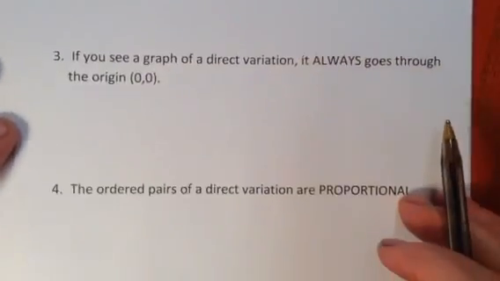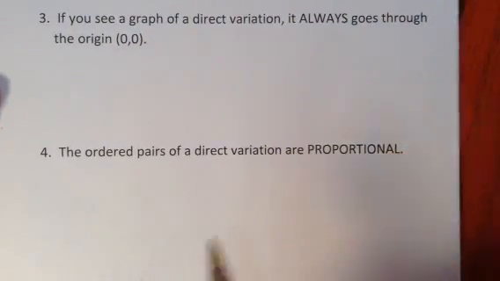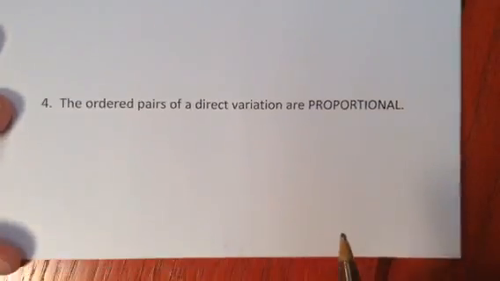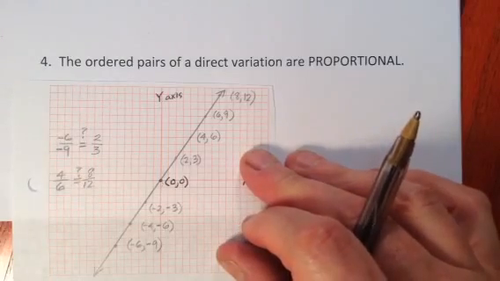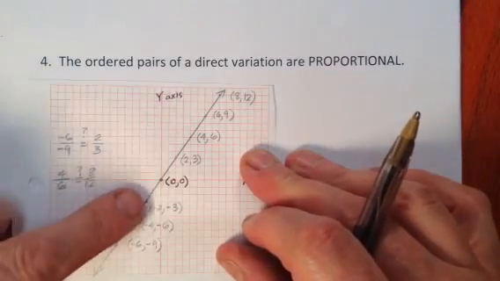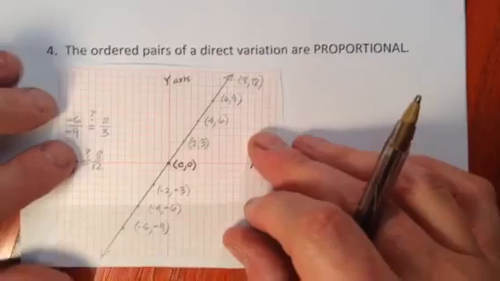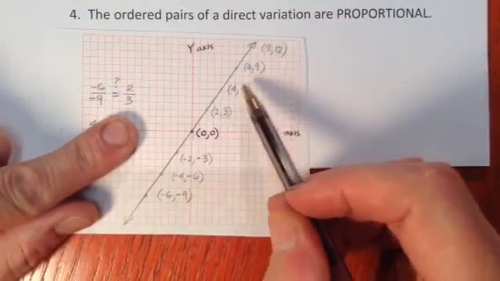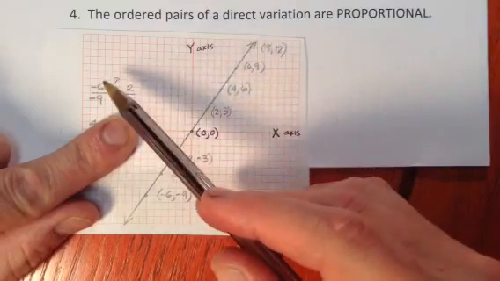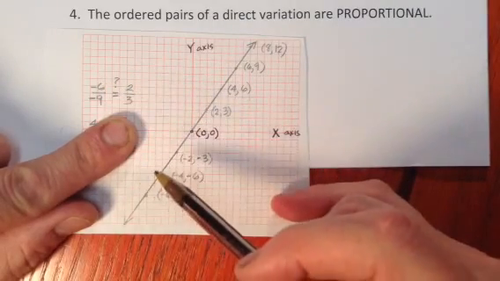Okay? Now, last thing that I want you to know is that the ordered pairs of a direct variation are proportional. Hopefully you remember proportions from middle school. All right, let's go back to our example. Excluding the origin, because we're not going to use (0, 0) in our proportion.